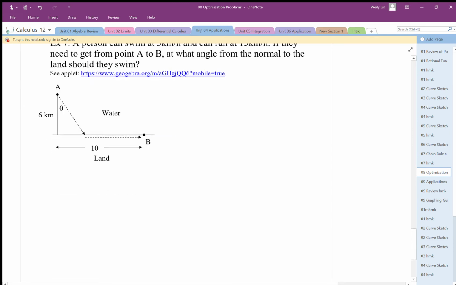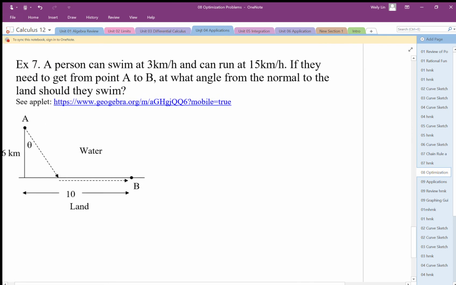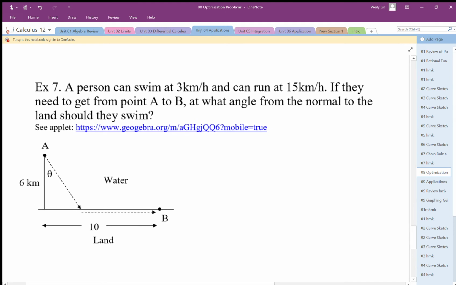I think this is the last problem, and this is a fairly typical calculus problem. There is an applet. If you follow that link, you can see the applet visualize what's going on. But this person is 6 kilometers from the shore on the water, and he's 10 kilometers from that point on the land to point B.